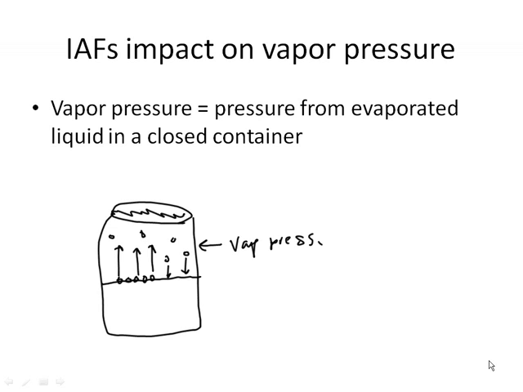So then the question is, who's going to have a high vapor pressure? A pair of molecules with strong intermolecular attractive forces or weak intermolecular attractive forces? Take a moment and think about that.